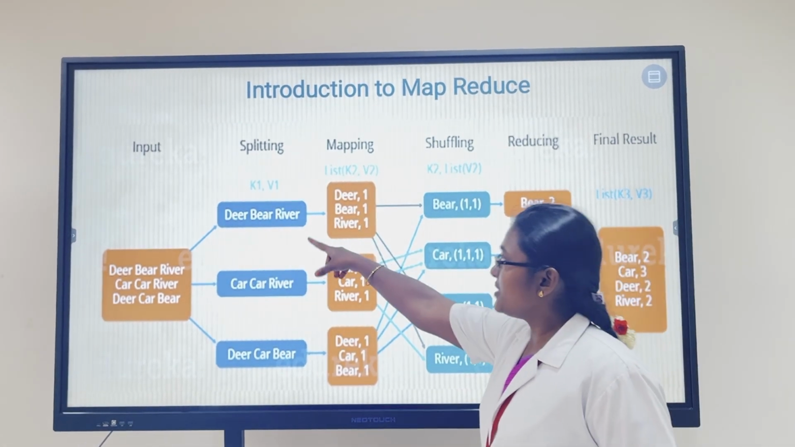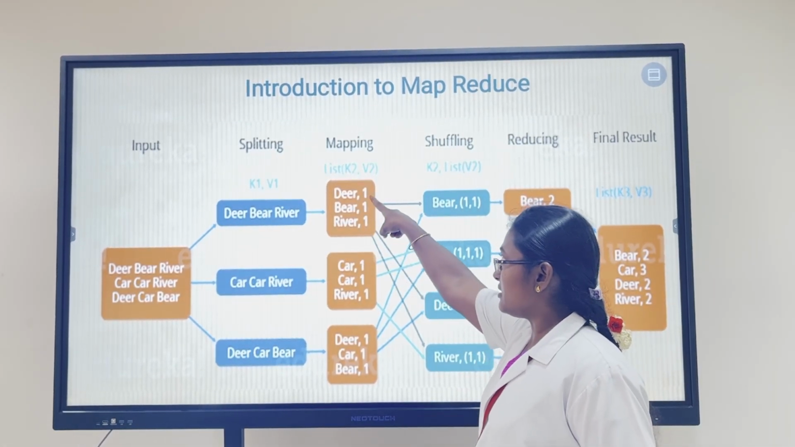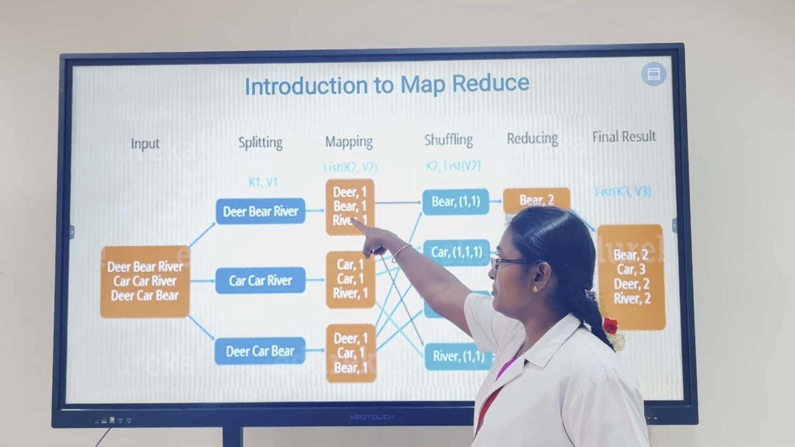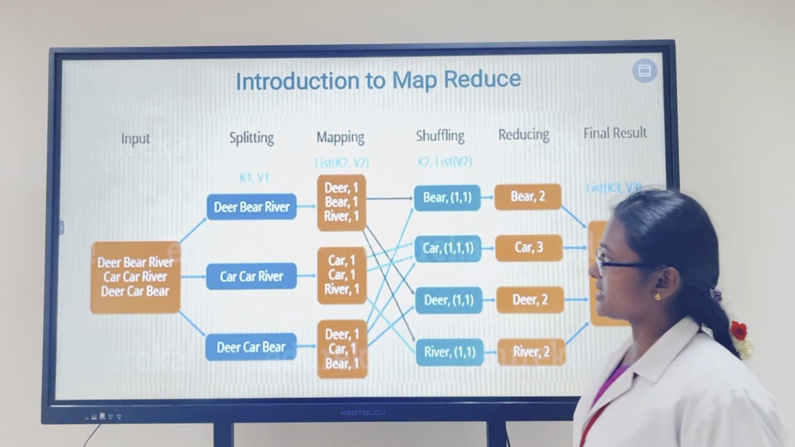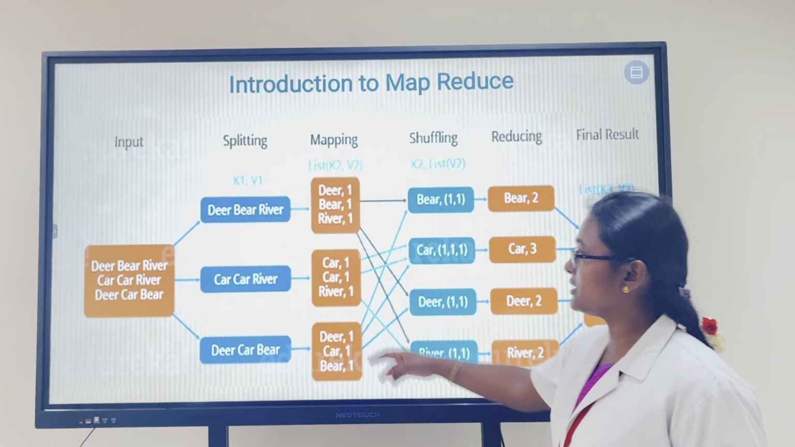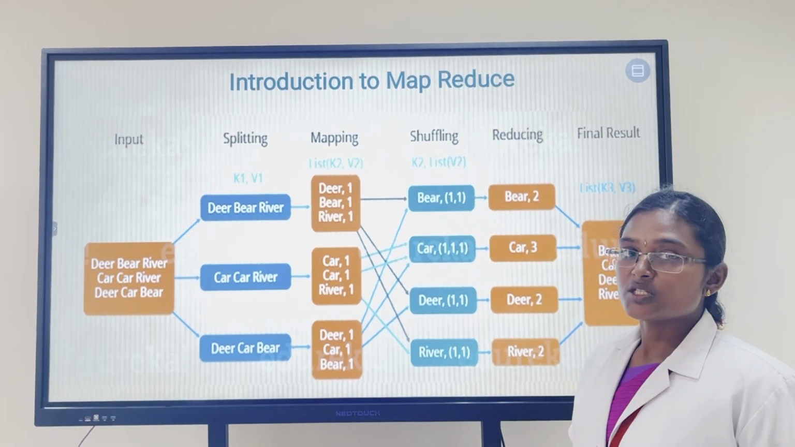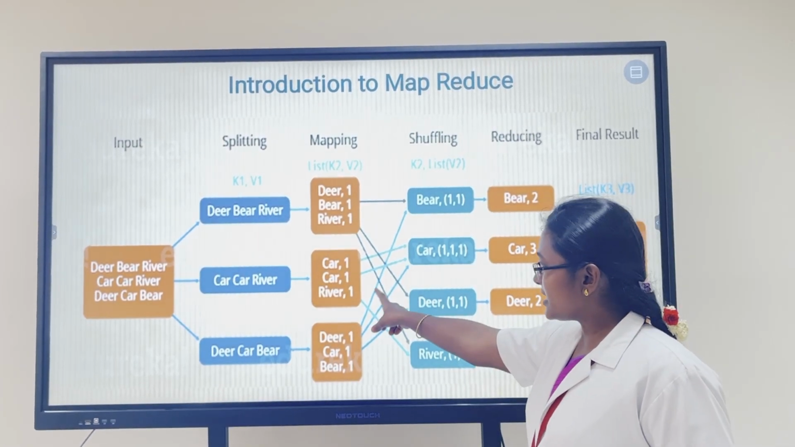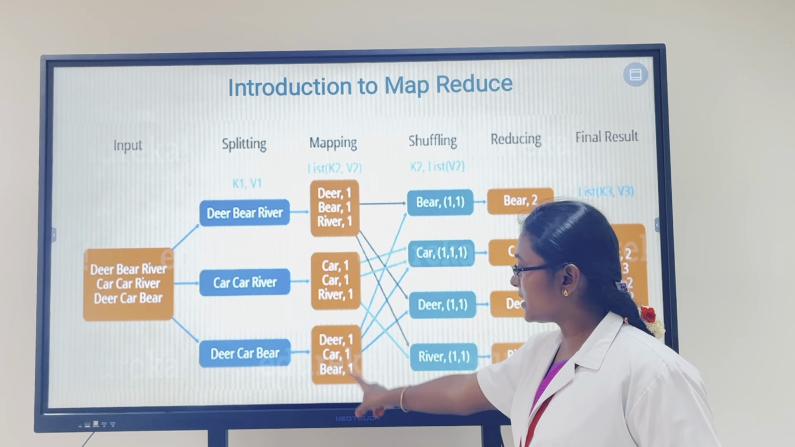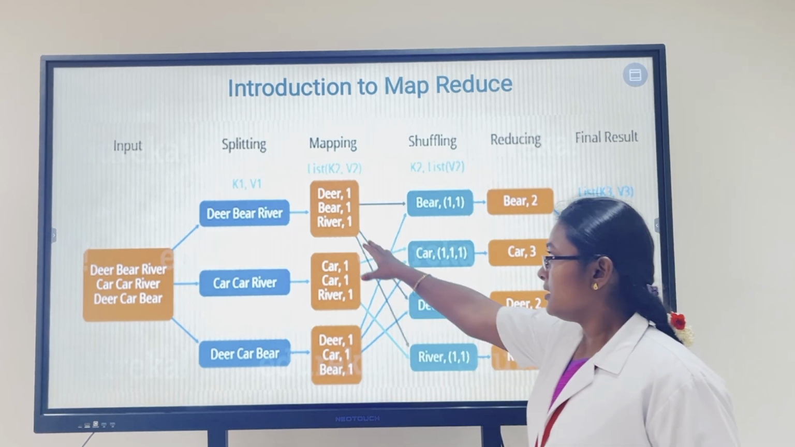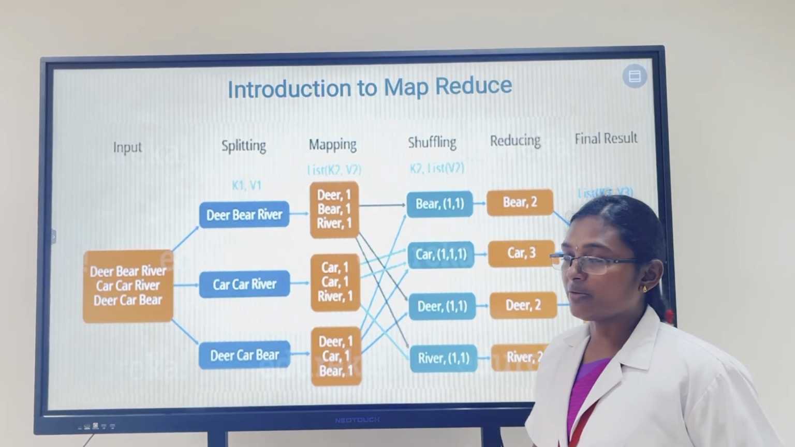After splitting my input, the next step is mapping, that is generating the key value pairs. So first, deer, beer, river is split into deer as a key and value as 1, beer as a key, value as 1, river as a key, value as 1. Likewise, the remaining two sentences are also mapped. So car as 1, river as 1, deer as 1, car as 1, beer as 1. So here keys and values are generated using the mapping function.